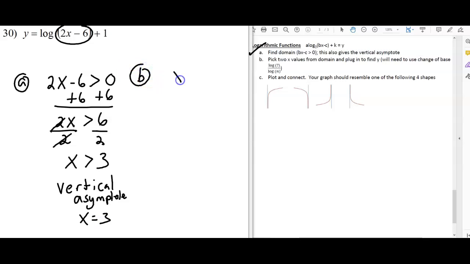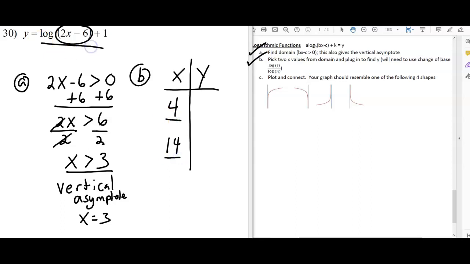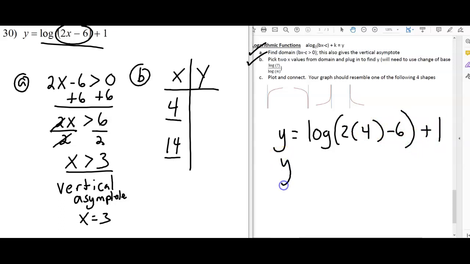So for part B, I need to pick values of x that are greater than 3. So how about 4? And then the next number I pick should be a pretty good distance away from 4, so let's go ahead and say 14. Okay? Now I need to find my y values. And to do that, we're going to plug these numbers into my equation up here. So here we go. And this is where the fact that this is base 10 comes in handy. It saves us a little bit of work.